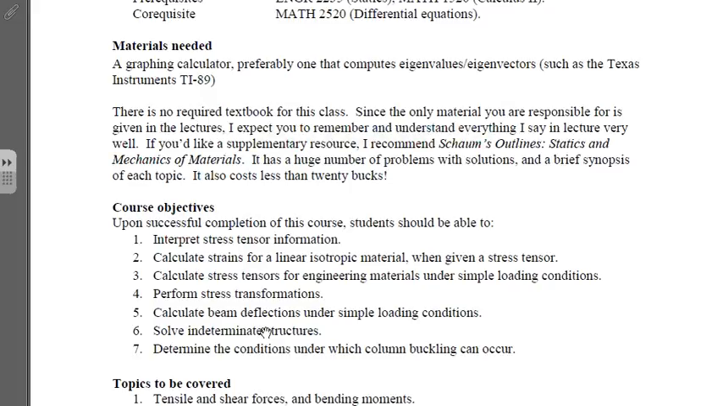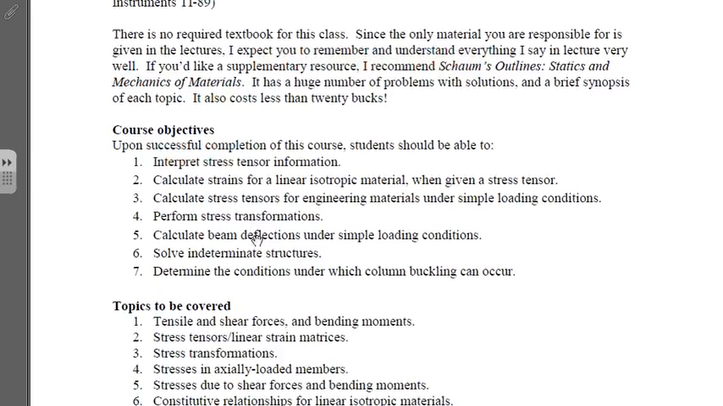And then the last thing hopefully we'll get to is column buckling. We won't spend a ton of time on that, but how to calculate the likelihood of a column, like a pillar that's supporting a load, when is it in danger of collapsing. Any questions about any of those topics?